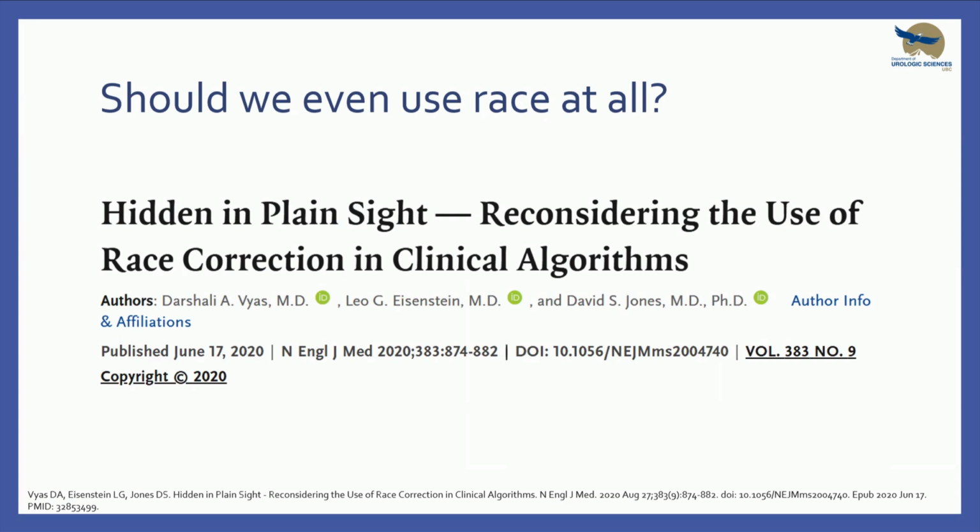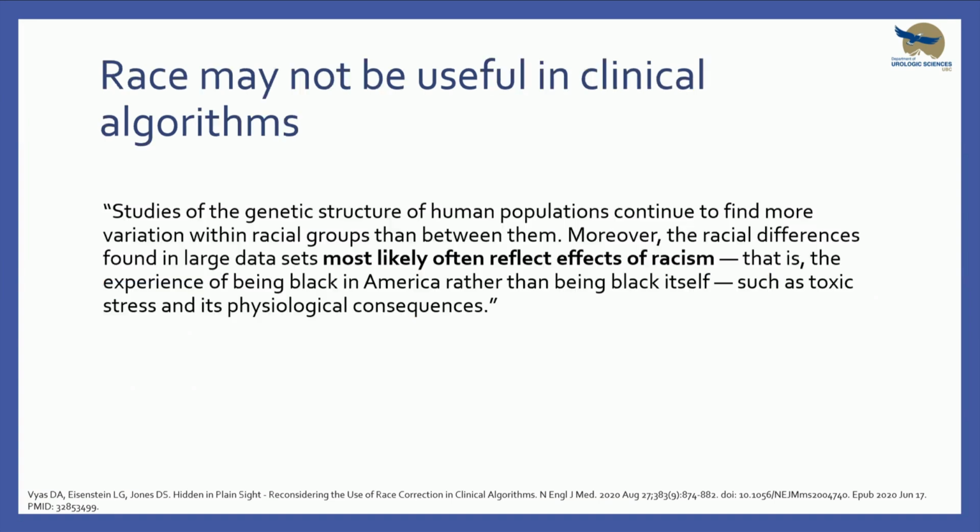And I want to discuss this landmark paper that was published in the New England Journal of Medicine in 2020 called "Hidden in Plain Sight: Reconsidering the Use of Race Correction in Clinical Algorithms." This paper really challenged the idea of using race in medical studies and in clinical algorithms. They basically said that race might not be useful in clinical algorithms, and that studies of the genetic structure of human populations continue to find more variation within racial groups than between them.